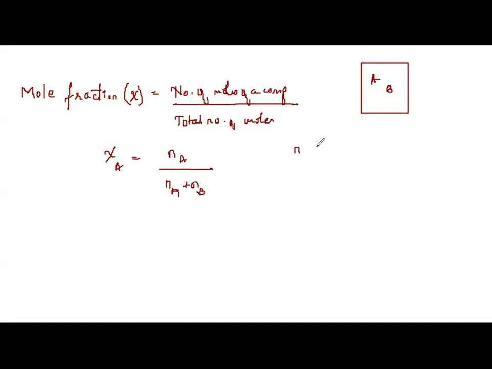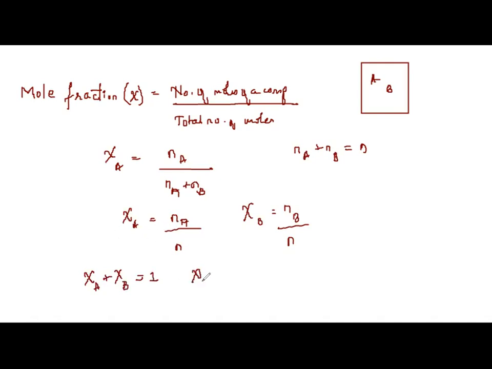So number of moles of A plus number of moles of B can be written as N, the total number of moles. So mole fraction of A is equal to Na upon N, where N is the total number of moles. Similarly, mole fraction of B is Nb upon N, that is Nb upon Na plus Nb. We know that the sum of the mole fractions of the components is equal to unity always. Therefore, if you know the mole fraction of A, you can calculate the mole fraction of B as 1 minus the mole fraction of A. And mole fraction is a unitless quantity. This is all we know regarding mole fraction.